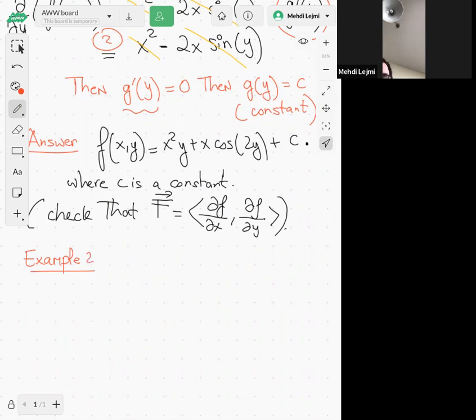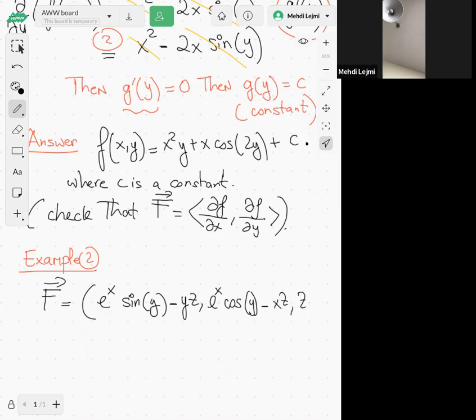And in this example number 2, I'm going to come back to this, or I'm going to use a different vector field. So let's say f is e to the x times sine of y minus yz, e to the x cosine of y minus xz, and then z minus xy. Okay, this is my vector field f. All right.